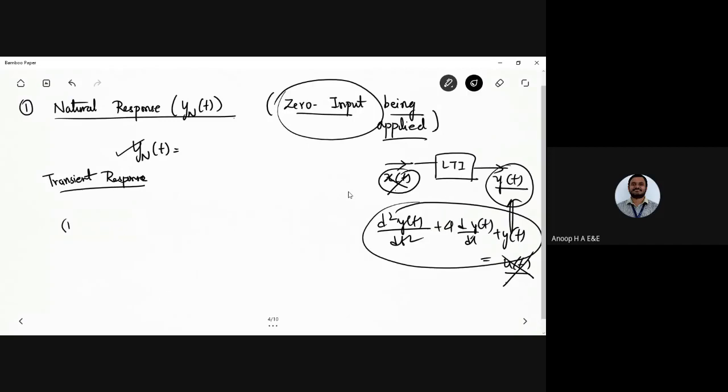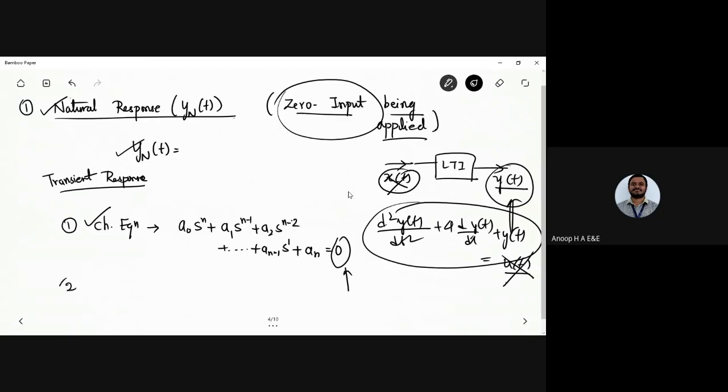Now, if I want to find out the natural response of a system, I need to have the characteristic equation. First step, I'll go for the characteristic equation. So how is the characteristic equation? s power n plus a1 s power n minus 1 plus a2 s power n minus 2, and so on, plus a n minus 1 s power 1 plus an, equal to 0. Okay, so that is the characteristic equation. Why have I equated it to 0? I want to find out the natural response of a system. Now I find the roots of the characteristic equation.